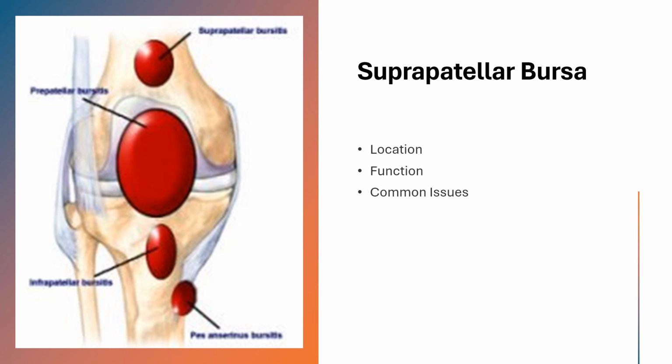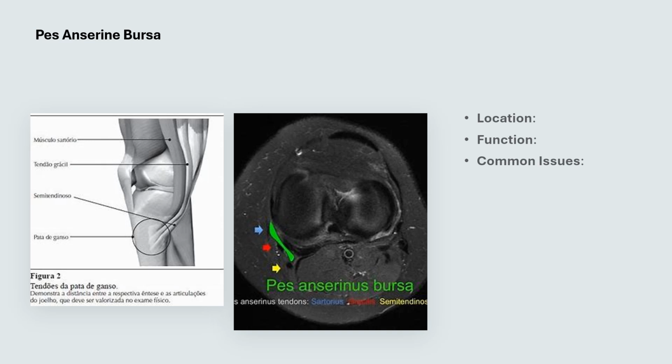Then we have the pes anserinus bursae, and this is positioned on the inner part of the knee between the tibia and the tendons of the sartorius, gracilis, and semitendinosus muscles, and they're collectively known as the pes anserinus group. Now, this bursa helps reduce friction between the tibia and the pes anserinus tendons, particularly during activities involving knee flexion. Now, we can see common issues in this bursae due to overuse injuries, and we can see it especially in runners, and it can also affect individuals with osteoarthritis.